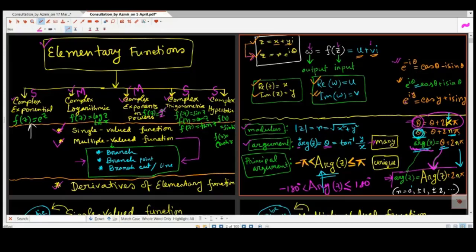Similarly, suppose we have y instead of theta, so e to the iy equals cosine y plus i sine y. So from this concept, the main term that we have to know is how to find the principal argument of any complex number. We will discuss that later.